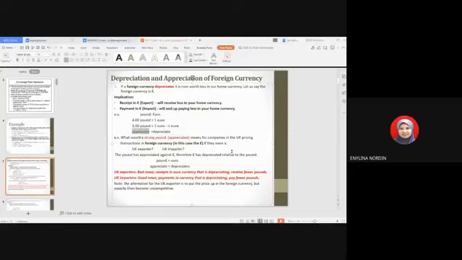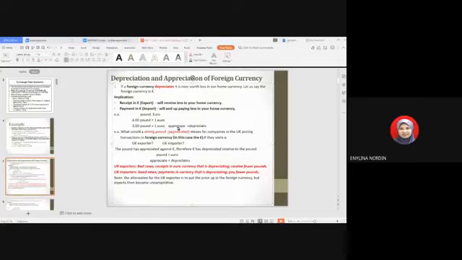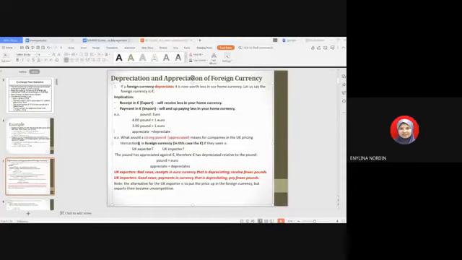Okay, for example, let's say 1 euro equals 4 pounds. This is the current currency. So let's say in the following days or following weeks, you found that 1 euro now becomes 3.9 pounds. So that means in order to get 1 euro, you have to pay less pounds. So that means 1 euro becomes cheaper now.